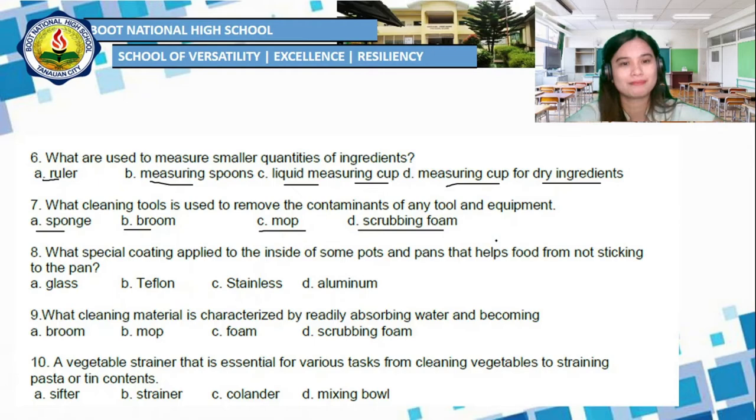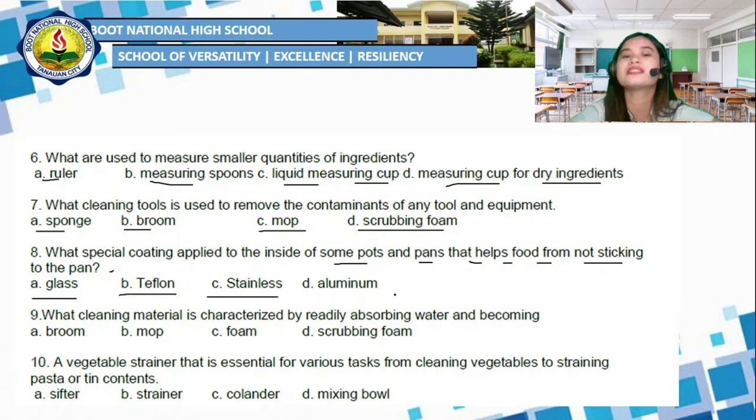Okay, very good. Next, number 8. What special coating applied to the inside of some pots and pans helps food from sticking to the pan? A, glass. B, Teflon. C, stainless steel. Or D, aluminum.